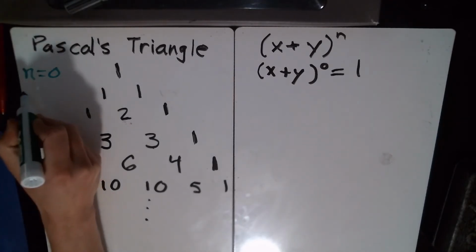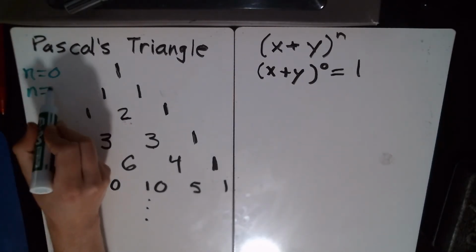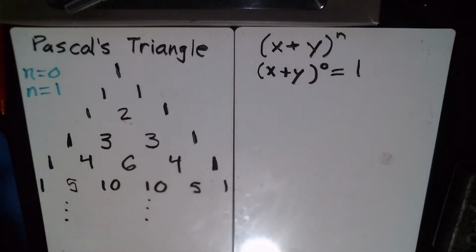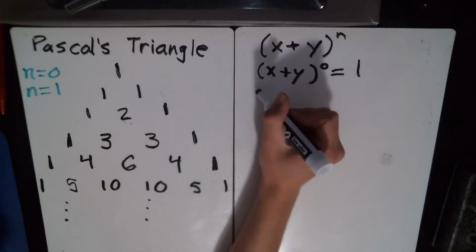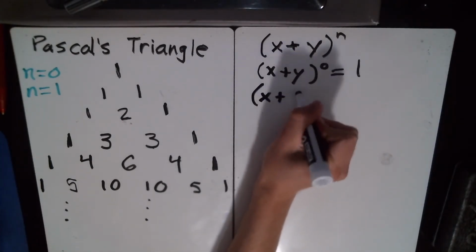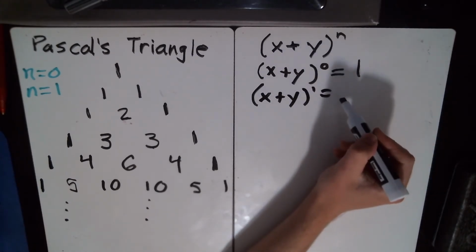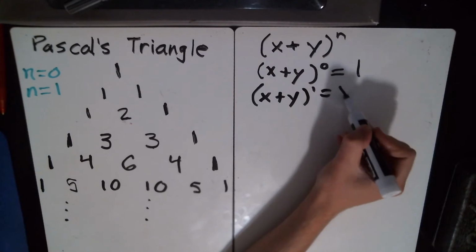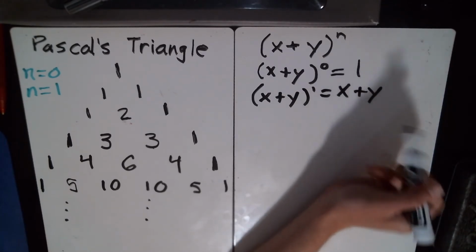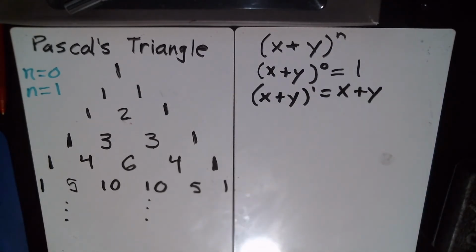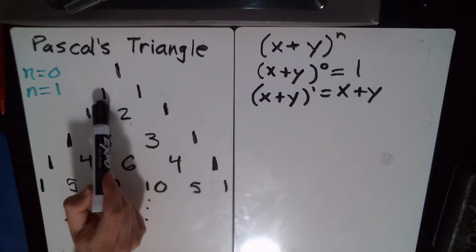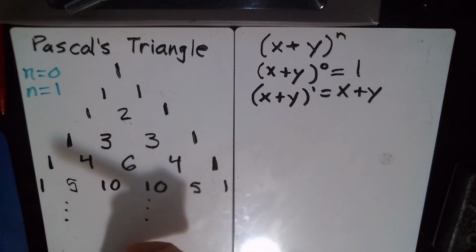When n equals 1, that's the next row of your Pascal's triangle, okay? And so what that will mean is, well, x plus y to the 1 power is the same as doing just x plus y, right? Anything to the 1 power is itself, and so you can see there's 1x plus 1y, okay?